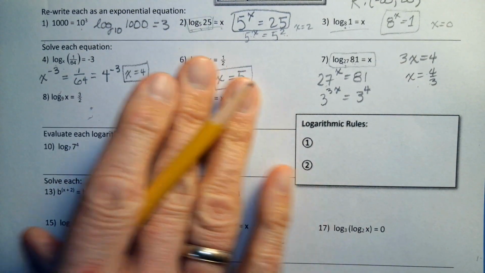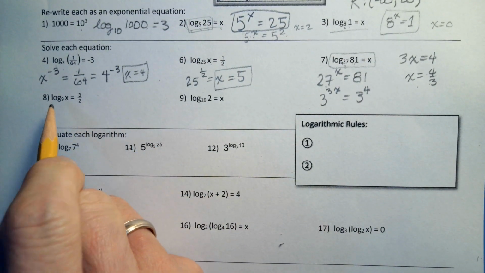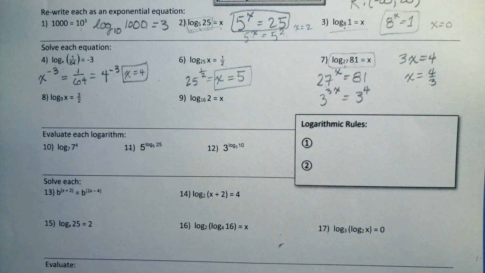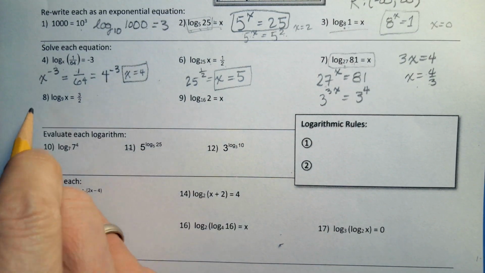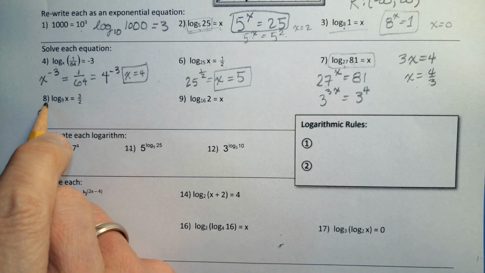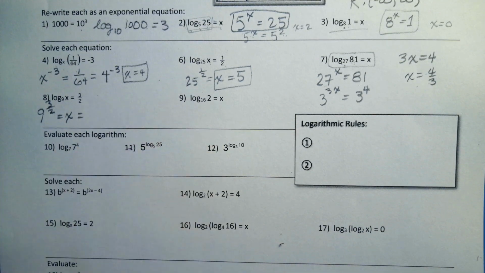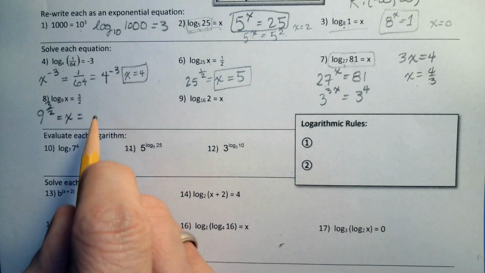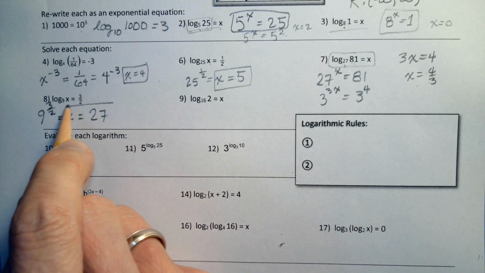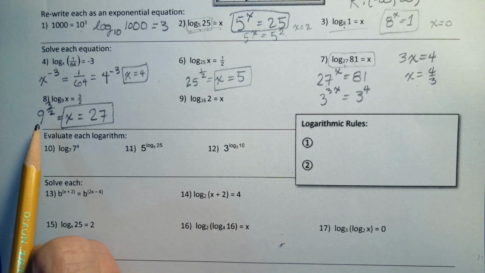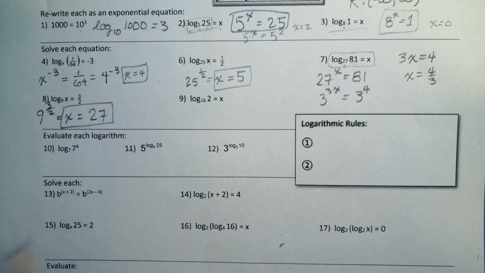All right, let's look at number 8. So this is saying what? Convert that. So 9 raised to the 3/2 power equals x. So x is equal to 27. Right? The square root of 9 is 3. 3 cubed is 27. All right, next one.